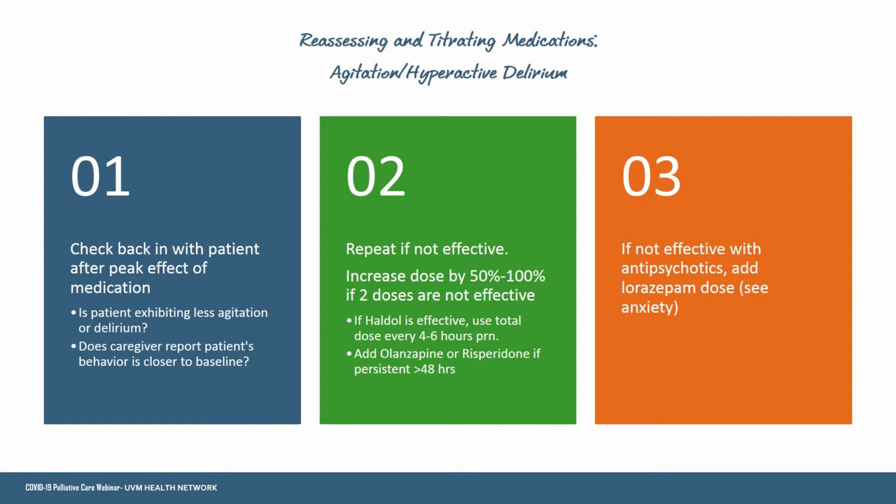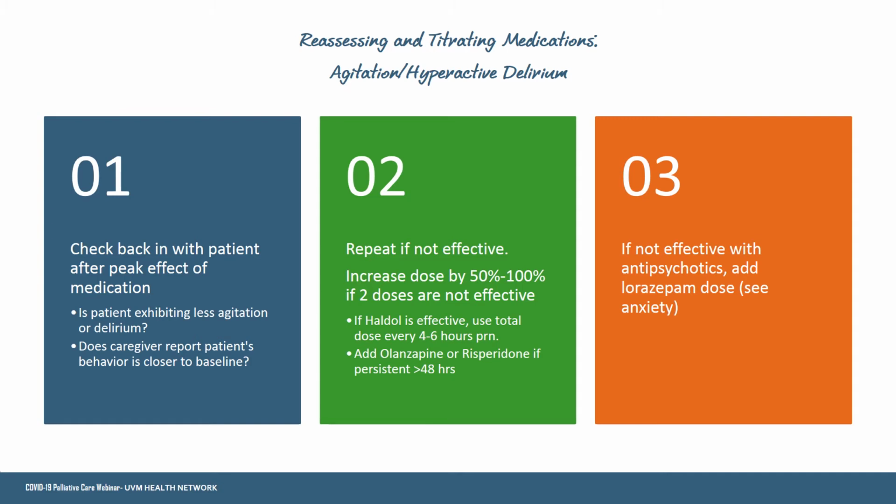Step 2. If the medication was not effective, you can repeat the same dose. If that dose doesn't help, you want to increase the dose by 50 to 100%, 1 milligram to 1.5 to 2 milligrams. If Haldol is effective, use the dose that you titrated to every 4 hours as needed. Add olanzapine or risperidone if persistent for greater than 48 hours or if refractory to haloperidol. You can still use the haloperidol for breakthrough agitation if using olanzapine or risperidone.